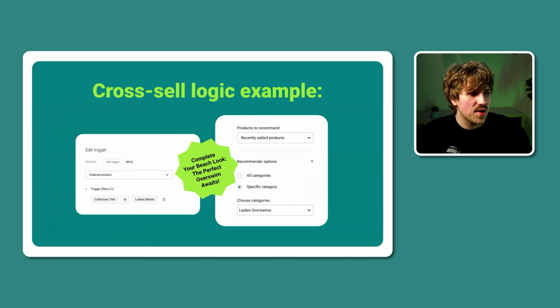And also cross-sell logic, an example right here. You can combine the specific category in this example. The trigger is when a customer ordered a product from the ladies' bikinis, you're also showing them product recommendations that you can choose from ladies' overswims. So you can have a complete set of the product, so they're not missing anything, and also including the products that are important for the customer.